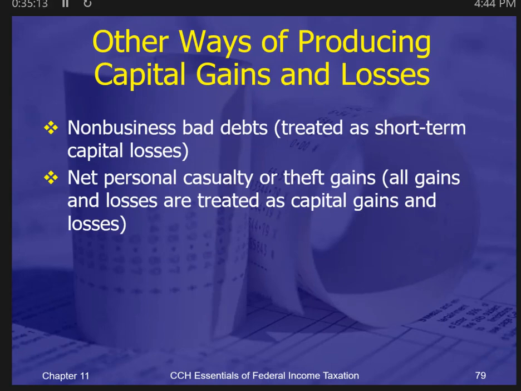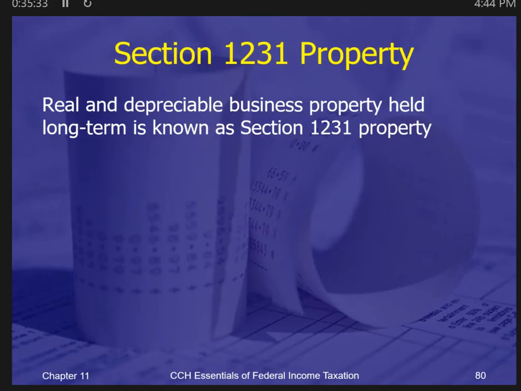Now, it can't be just you gave money to Bob and he doesn't pay you back. There's got to be a loan document. There's got to be interest charged. It's got to be a legit loan, not just somebody reneging on an IOU or something like that. And then personal casualties are capital gains and losses.